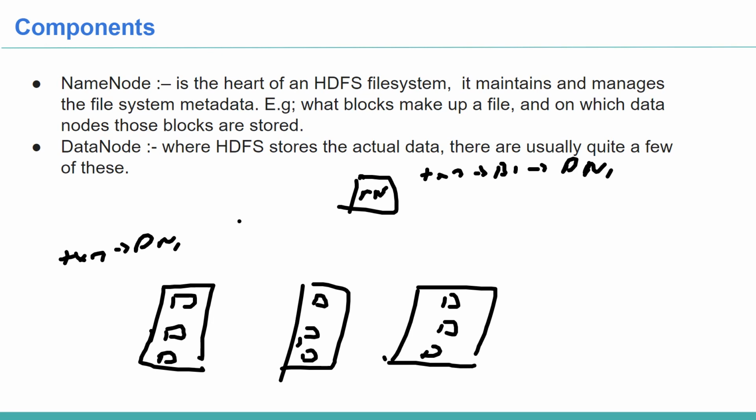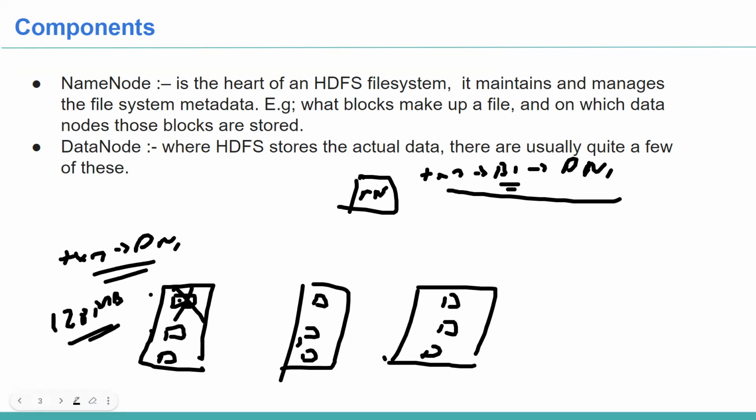Now, since these are commodity hardwares, there is a possibility that this can go down, like data node 1 went down. Now, if I want to read this particular data, the data that is present in block 1, and since the node is down, and it might be possible that we are not able to recover this node, we would be losing data. Since we are storing in a block of 128 MB and only one block is present in data node 1, this 128 MB data will be lost.